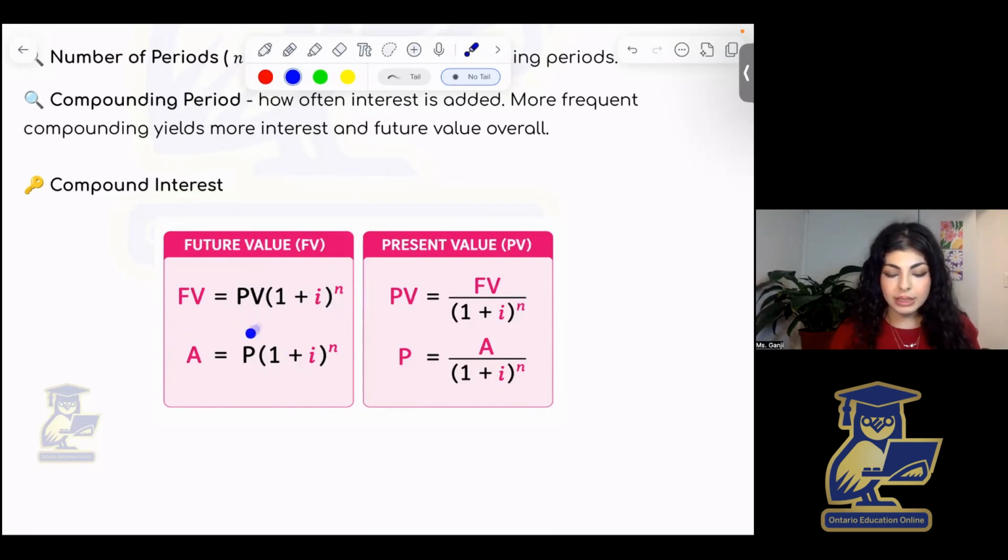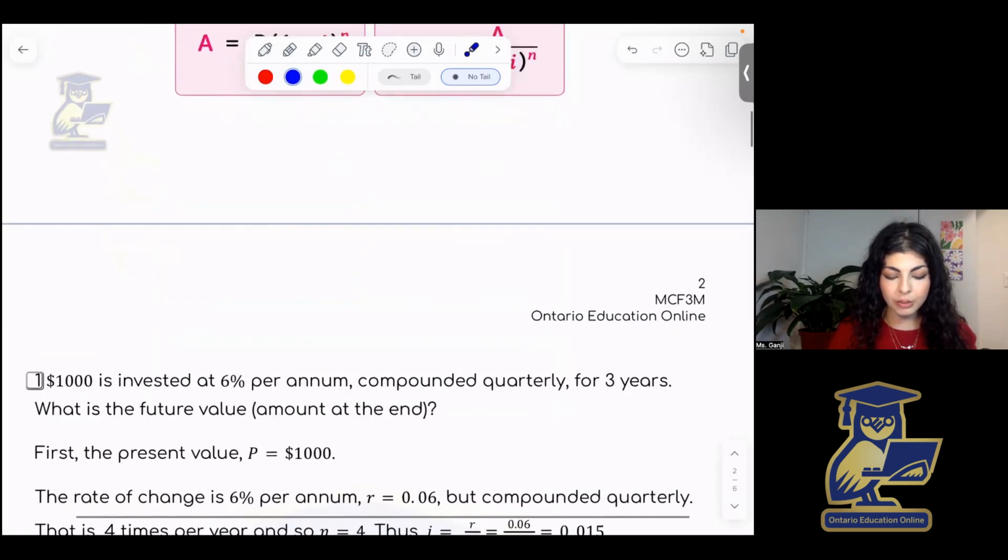Now, present value, it's the same formula, just rearranged. So if we're solving for PV or P, then we are dividing. So your future value would be divided by 1 plus the interest rate per period and to the power of the number of periods, or again with the P and A representation. And so through this lesson, we're going to see different examples where we're going to be using these formulas to calculate either future value or present value. So let's get started with our first example.